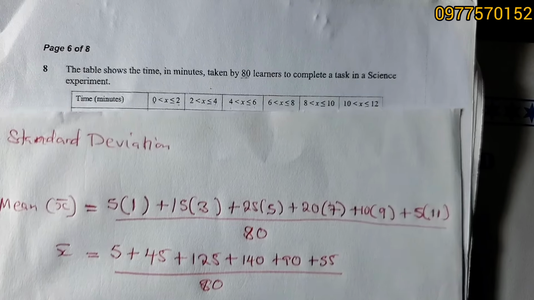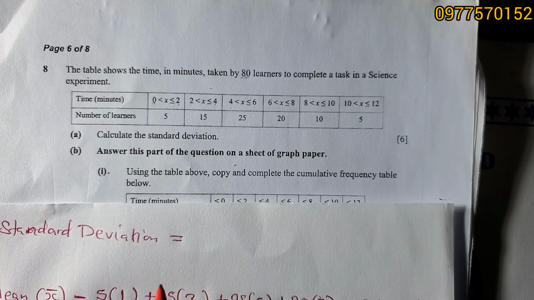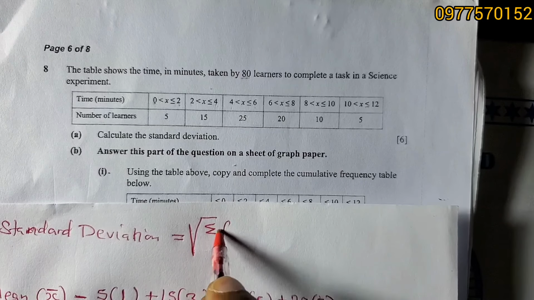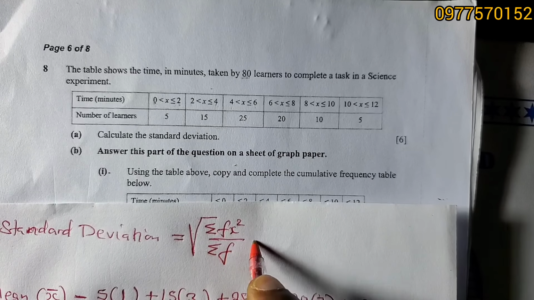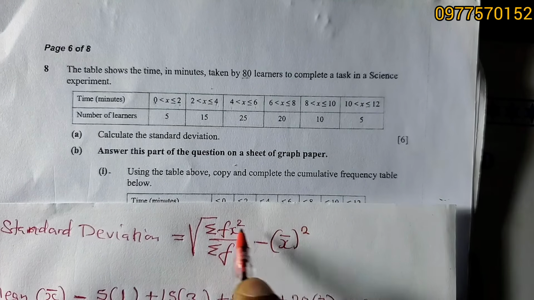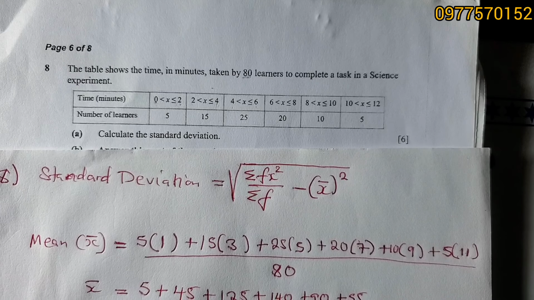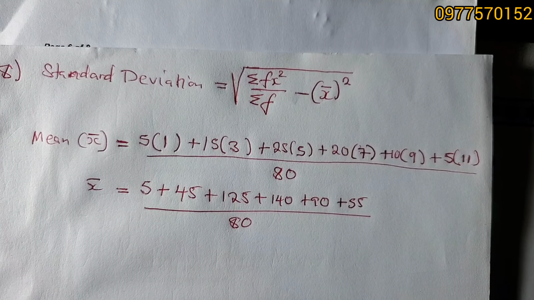Why are we calculating the mean? Because standard deviation is equal to the square root of the summation of fx squared over the summation of frequency, minus the mean squared. This is the formula. So we need to find the mean. We will come to this part. Now let's proceed.